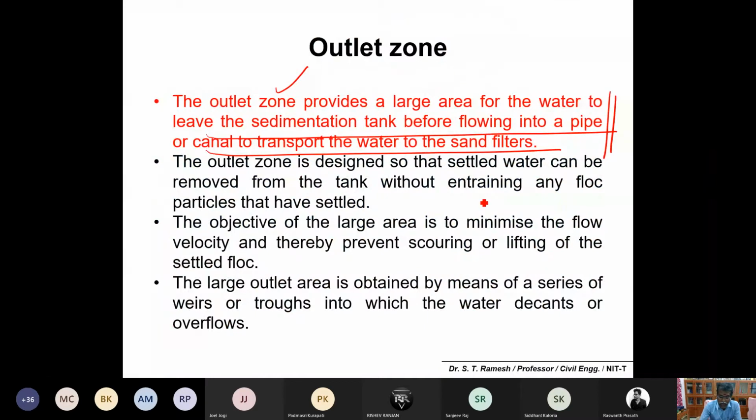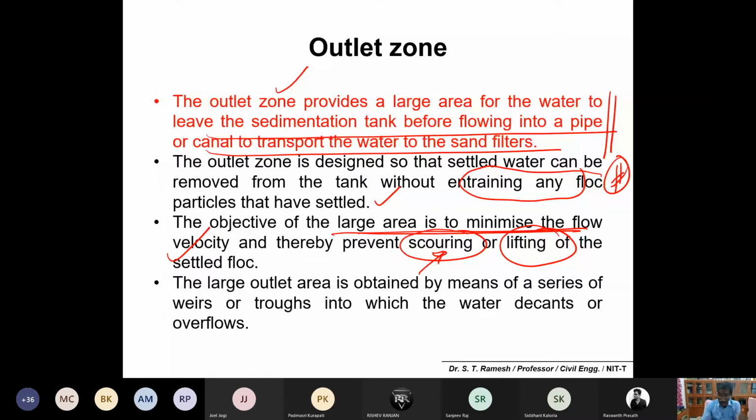And outlet zone is designed so that settled water can be removed from the tank without entering any flock particles that are settled. Please make a note on this. It is important. You should not allow any of the flock material to get out of the system. And the objective of the larger area is to minimize the flow velocity and thereby prevent scouring, or lifting of settled flock. Scouring is resuspension.